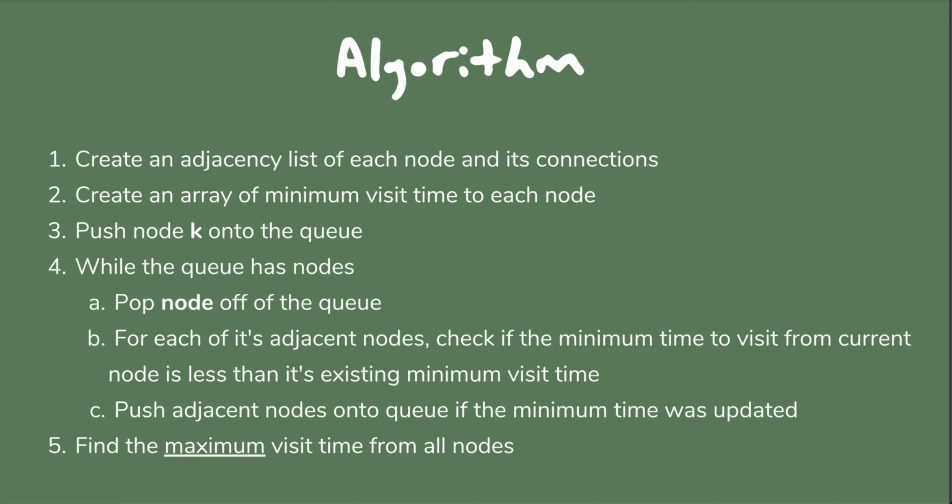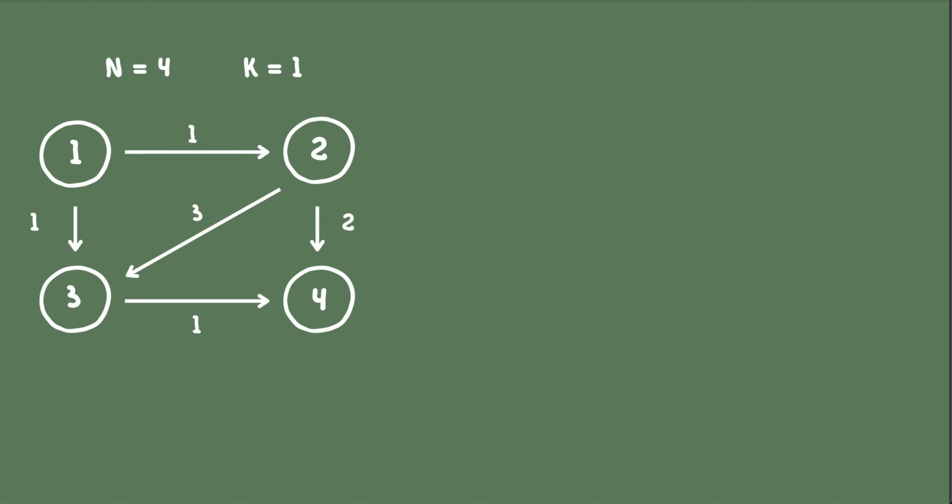For each of its adjacent nodes, we want to check if the minimum time to visit from the current node is less than its existing minimum visit time. And if it is, then we want to push that adjacent node onto the queue. After we've done all of this, we want to find the maximum visit time for all of our nodes. Now let's see our algorithm in action with that original graph that we looked at.